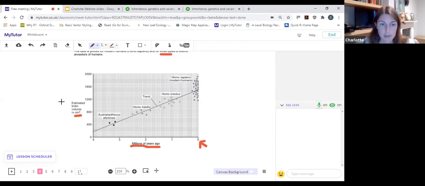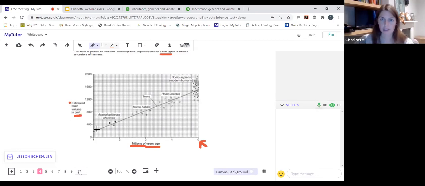And we know that it's estimated as well. Maybe put a little dot by that just to remind you that it's estimated and not actual brain volume. And this runs from 0 to 2000 and it goes up in 400s there, centimeters cubed. Okay, so that's our axes.